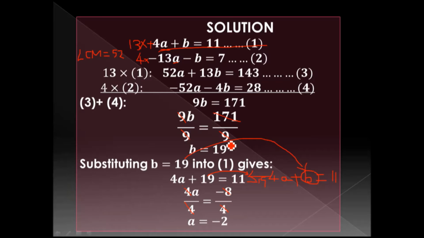The golden question is, are these two numerical values of our unknowns correct? Is a indeed equal to minus 2 and is b indeed equal to 19? Well, let's make use of any equation of our choice to verify our solution. I'll stick with equation 1.